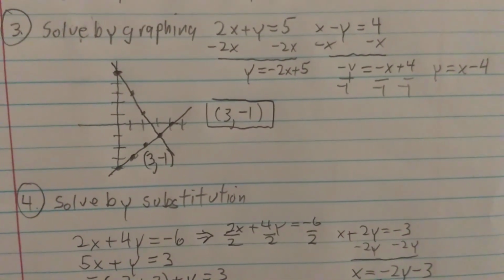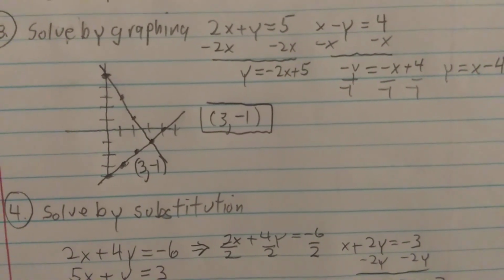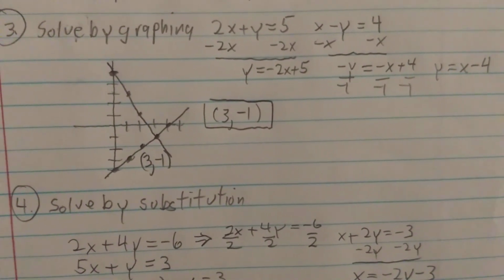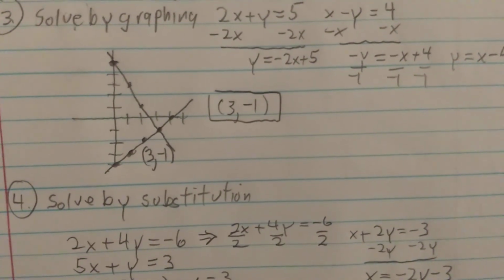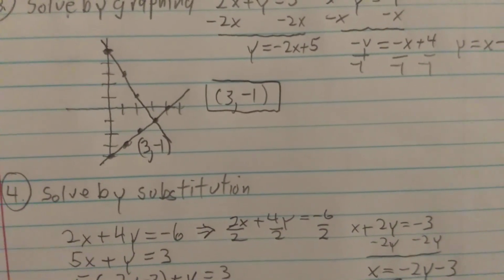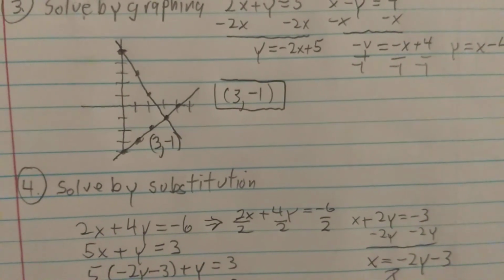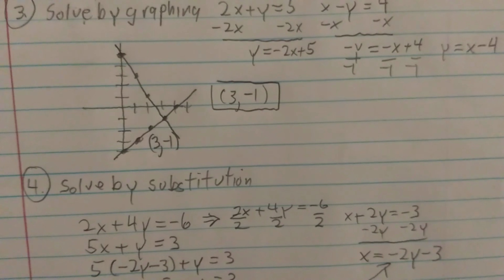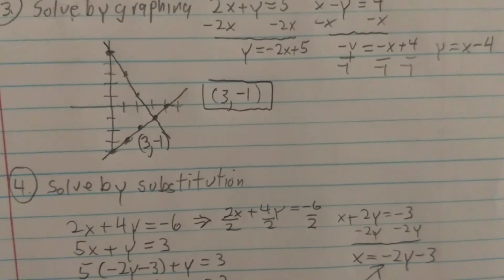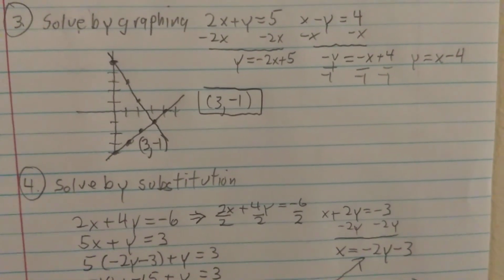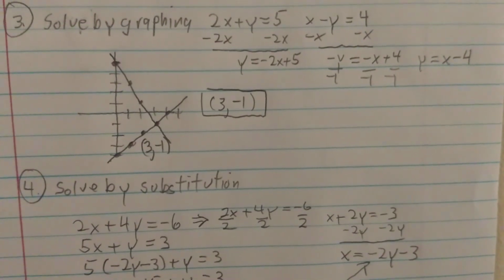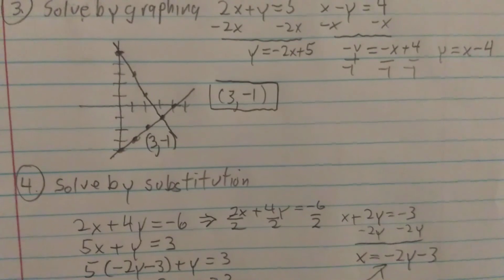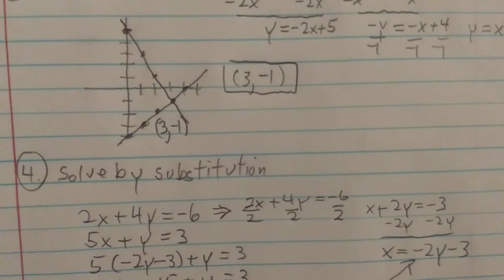Now we're going to graph these by their y-intercepts and their slopes. So for y equals negative 2x plus 5, we start at 5 up on the y-axis and go down 2, right 1, down 2, right 1. And for x minus 4, we start at minus 4 and have a slope of 1: up 1, right 1, up 1, right 1, and they cross. They're at 3, negative 1, and they're pretty easy to see when you do the slopes and the y-intercepts.